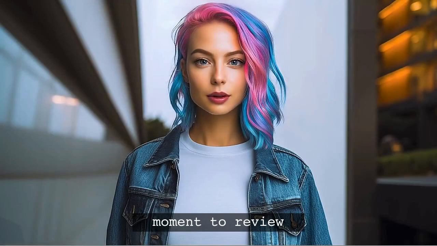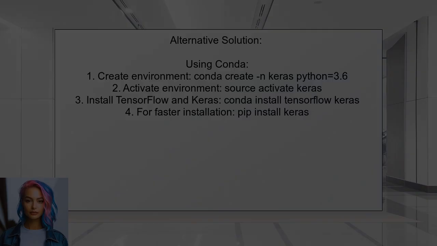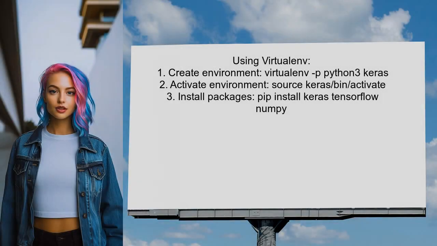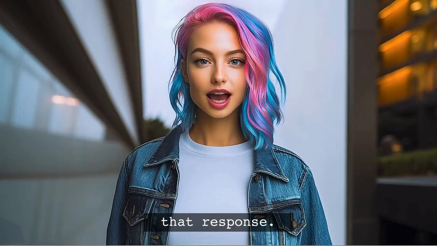Let's take a moment to review another user's answer. An alternative solution for installing Keras in Python 3.6 involves using conda or virtual env. First, with conda, create a new environment named Keras and install TensorFlow and Keras. For faster installation, you can also use pip. If you prefer virtual env, you can create a new environment with Python 3.6, activate it, and then install Keras, TensorFlow, and NumPy using pip. That's all for that response.